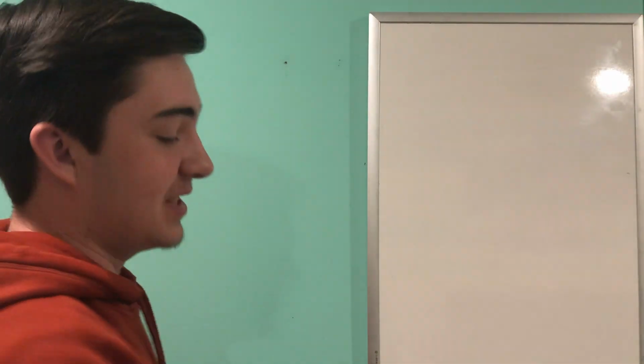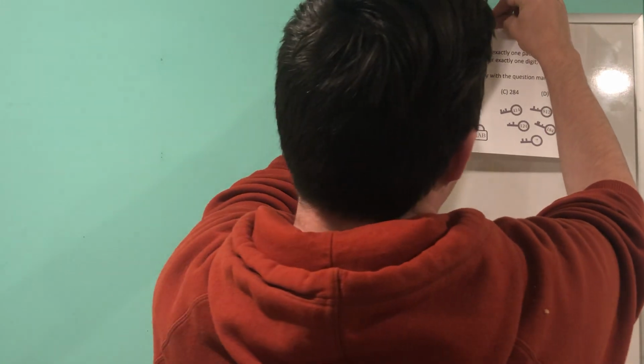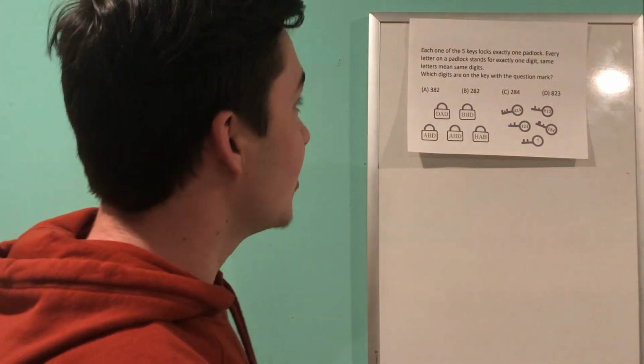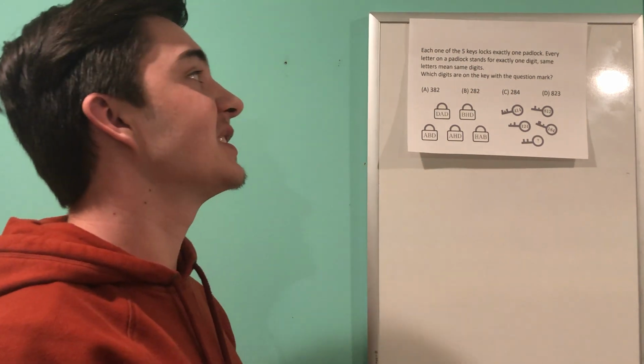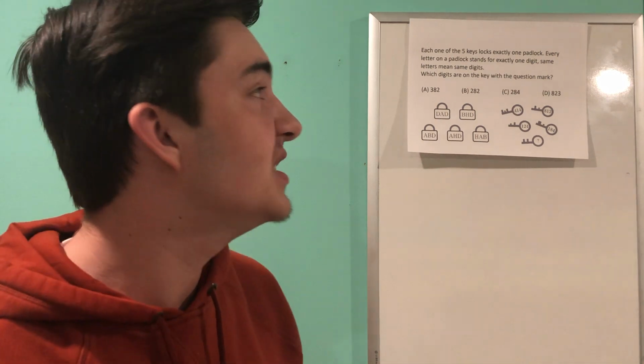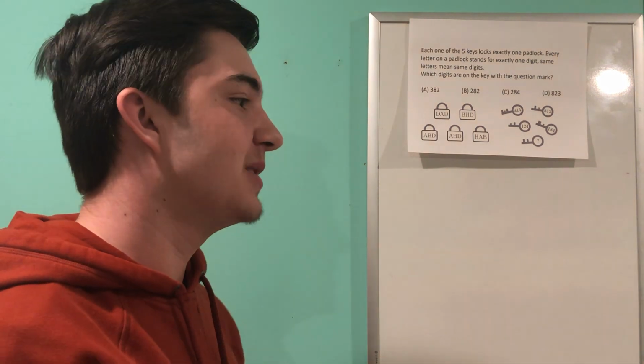All right. Now we make our way to the final question. This one I love. This is one of my favorite questions. It's so much fun to do, and I hope you guys have just as much fun. So, each one of the five keys locks exactly one padlock. Every letter on a padlock stands for exactly one digit. Same letter means the same digit.